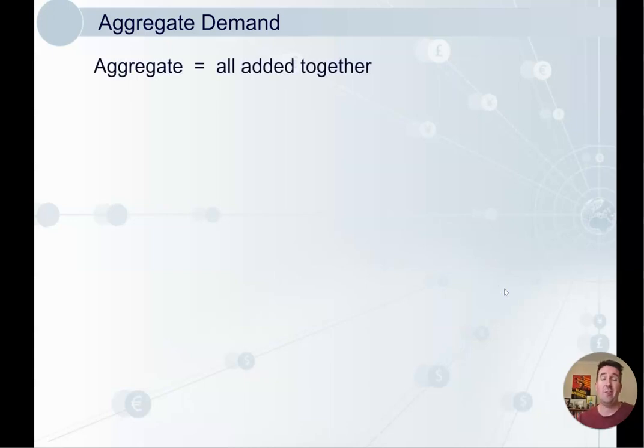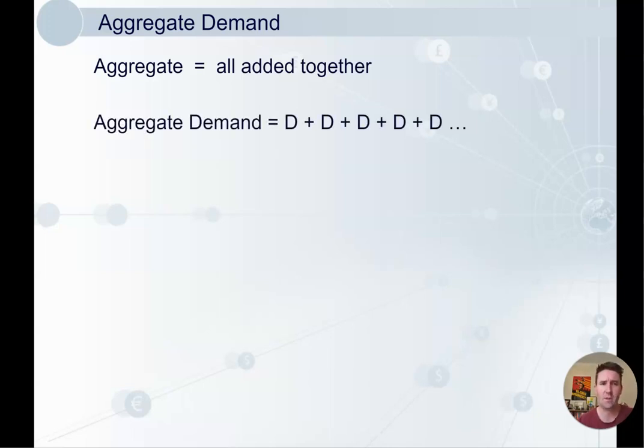So, firstly, aggregate, it's not a word that's used much in everyday English. Generally it just means all added together. So, aggregate demand is all the demand in every market in an economy, right? So D plus D plus D plus D and so on.